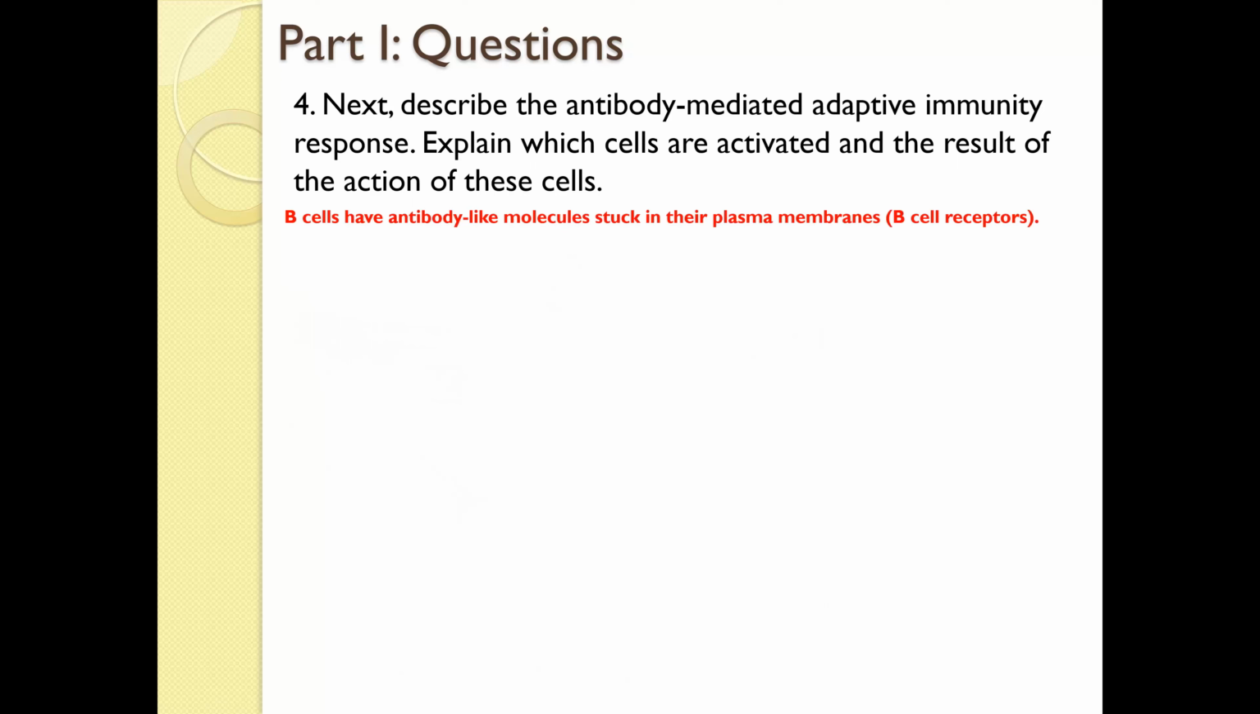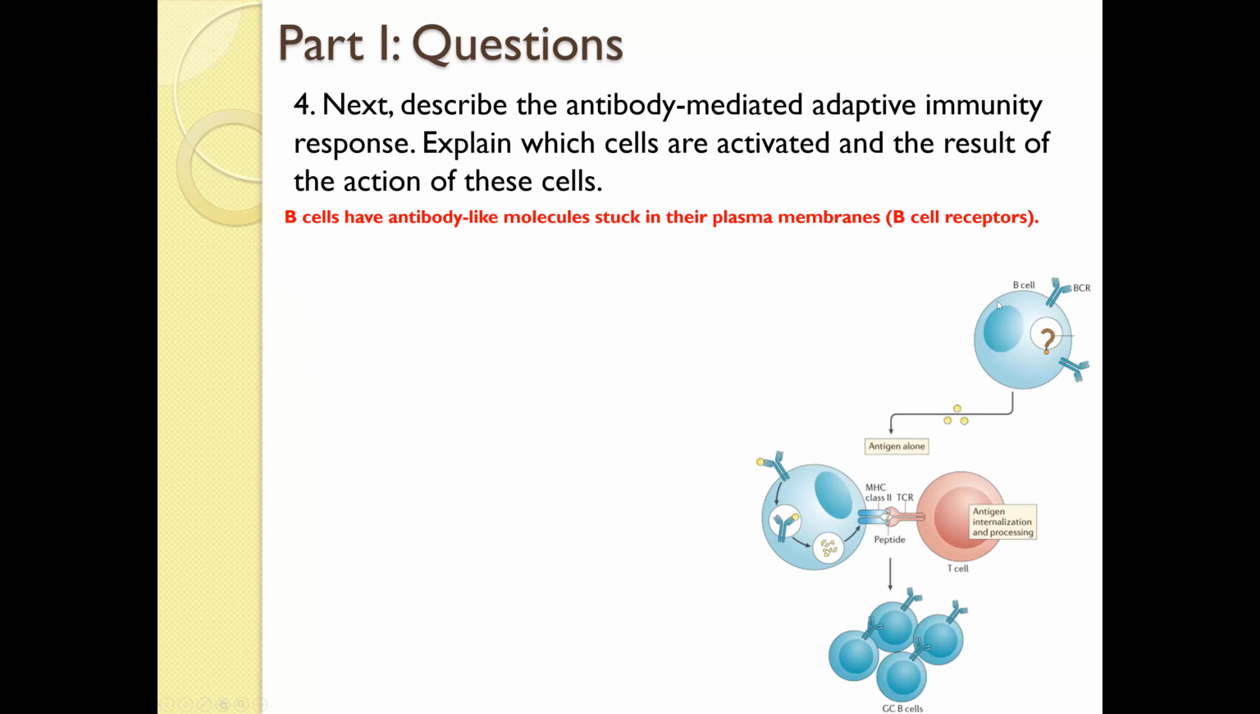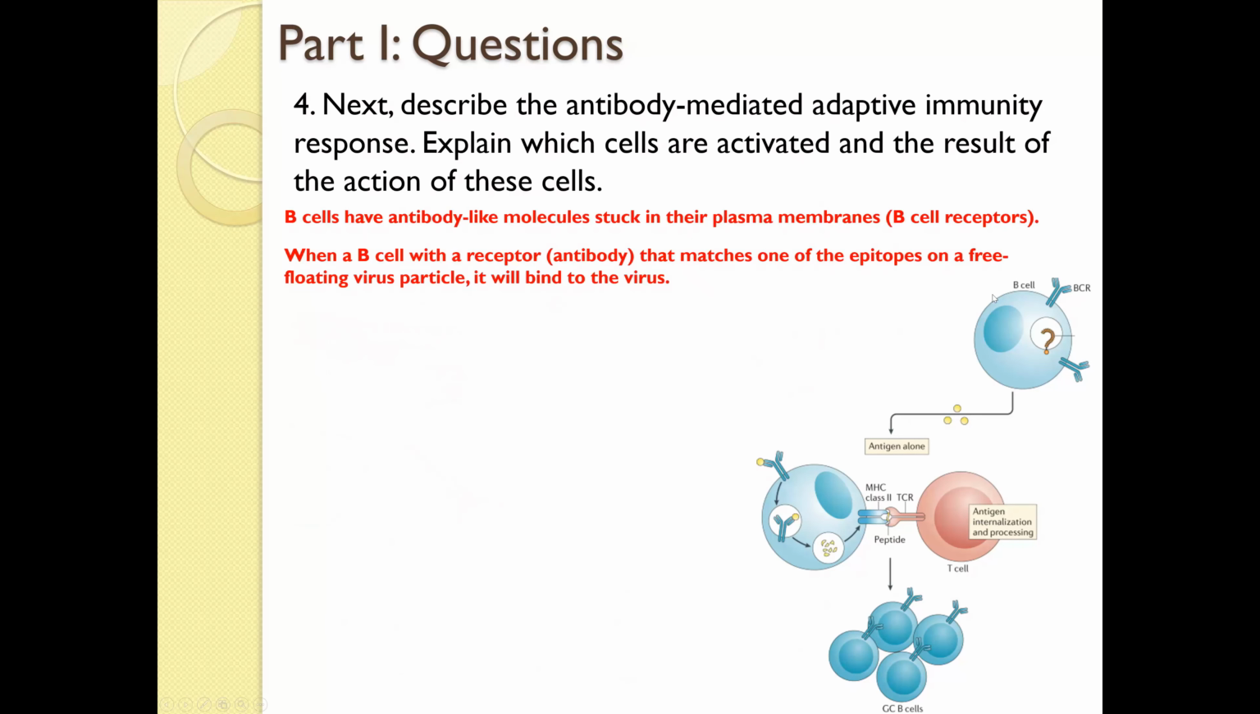So B cells have antibody-like molecules stuck in their plasma membrane, and these are called the B cell receptors. And here's a picture. Up here in the top right, we have a B cell with a B cell receptor stuck out here. And when a B cell with a receptor, which again is like an antibody, matches one of the epitopes on a free-floating viral particle, shown by the little yellow dots here, it will then bind to that viral particle. So here we see the B cell receptor is binding to the antigen.